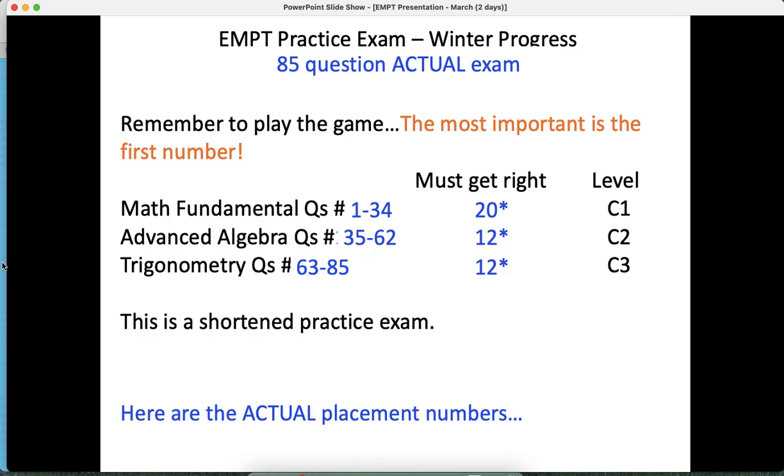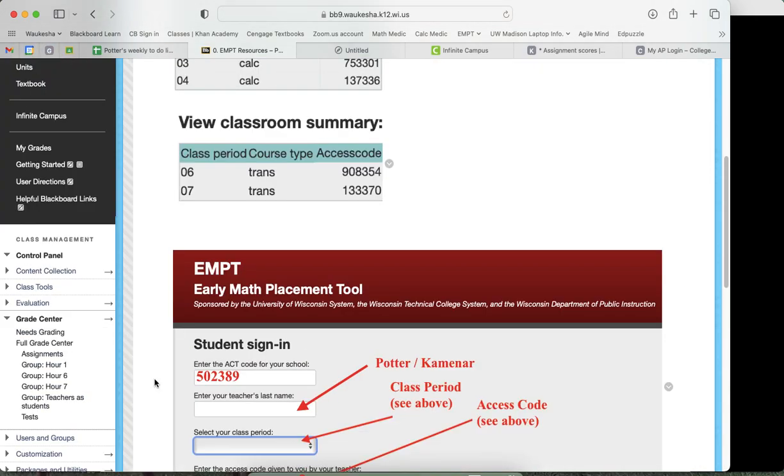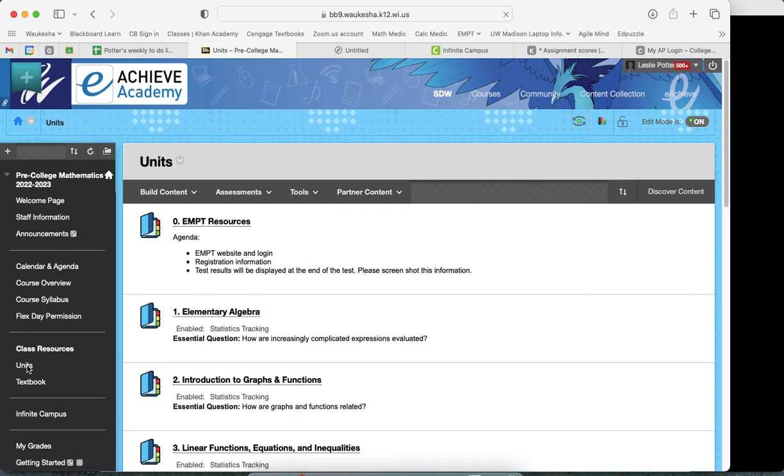If you have any questions, let me know. If you want to check out a calculator for your actual test, let me know. I can get that to you. Remember, if you want extra practice and preparation, it's right here at the bottom of the EMPT resources file folder, which is right here at the top of our units section in Blackboard.